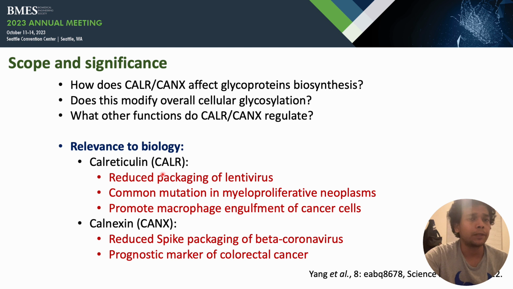include the homozygous calreticulin mutation. Most of these myeloproliferative neoplasm patients have calreticulin mutations that lead to cancer-type phenotypes within the patient. Calnexin also plays an important role, as its loss has reduced the spike packaging of the beta coronavirus, as recently published, and it is also a prognostic marker for colorectal cancers.